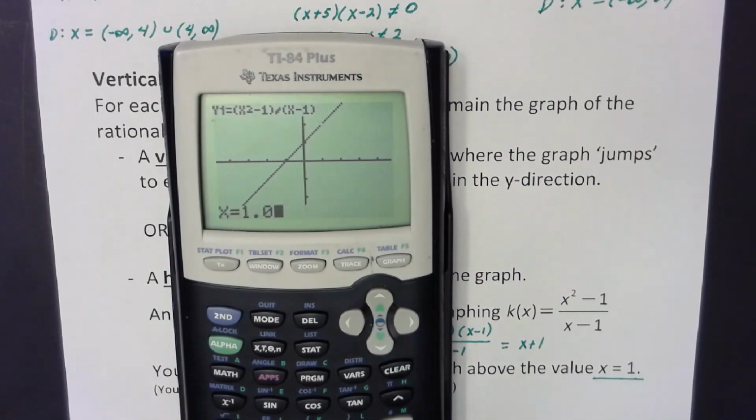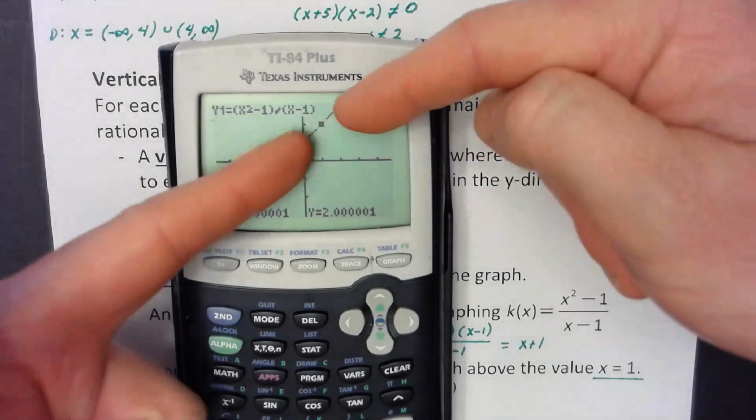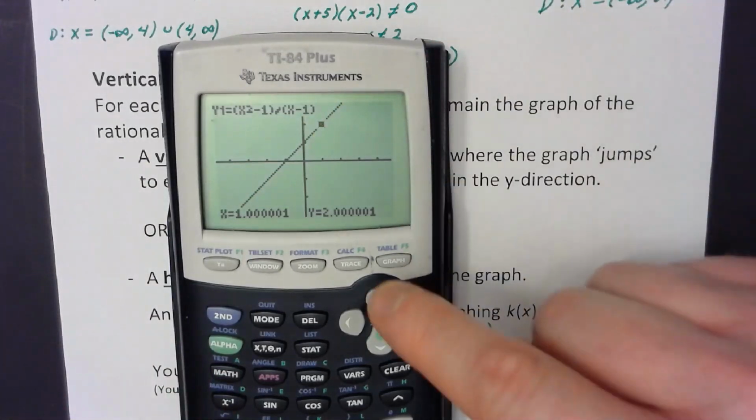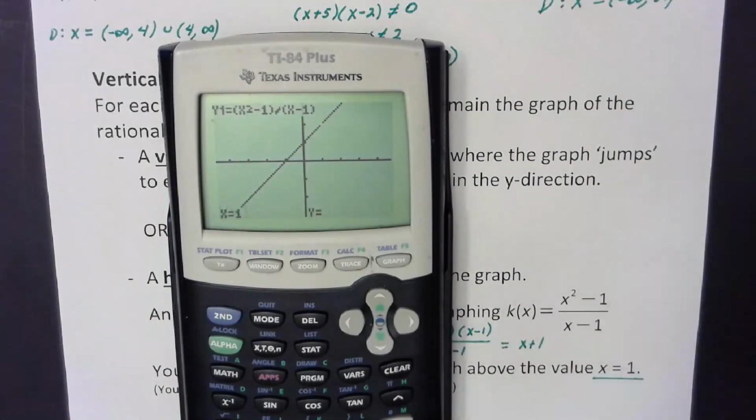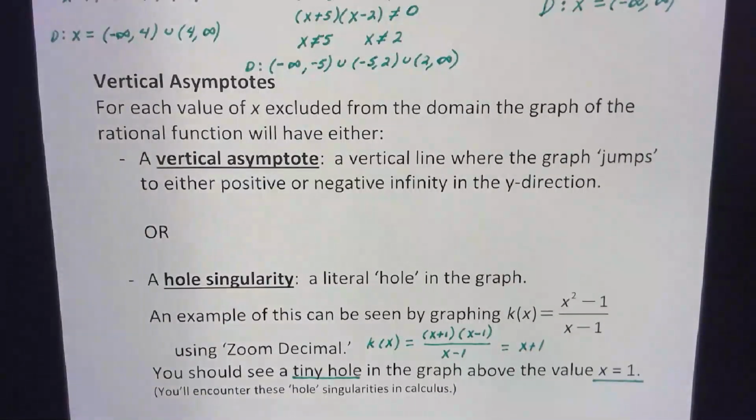The smaller the difference I make between 1 and the value I plug in, the closer my y value gets to 2. So I can see, yeah, okay, no matter how close I get on the left or right hand side, that y value is just approaching 2, even though the function does not exist at 1. There's an open circle at the point in that graph. Okay, now, next page here.